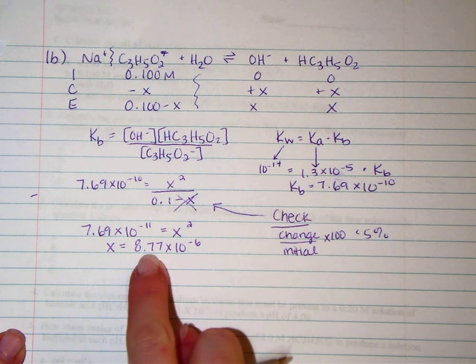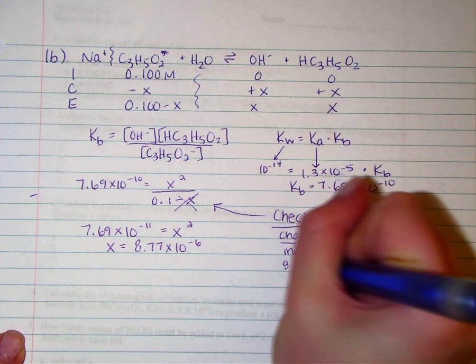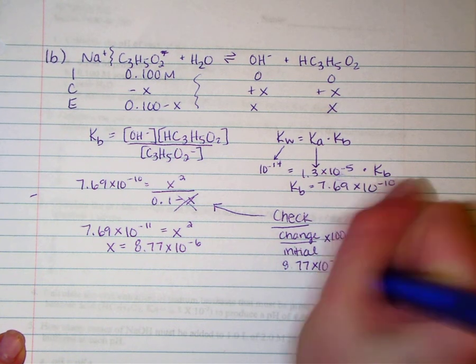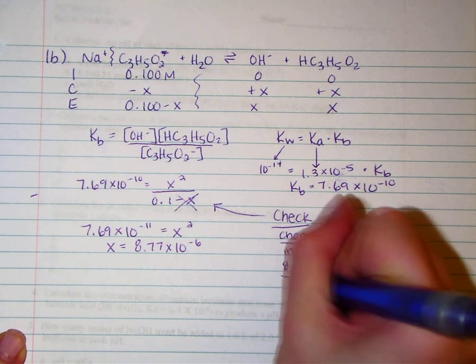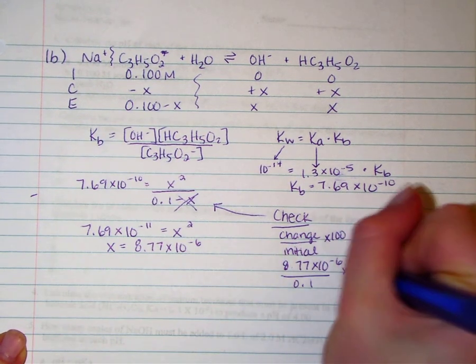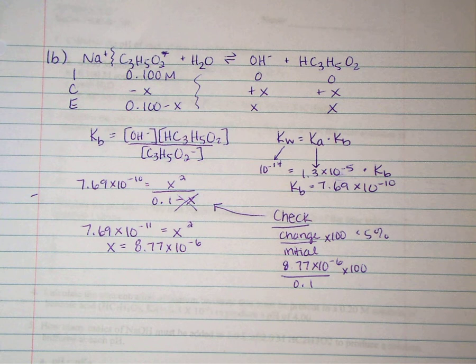So my change was x, so 8.77 times 10 to the negative 6. And I'm going to divide it by my initial concentration, which was 0.1. And I'm going to multiply it by 100. So why don't you do that now?